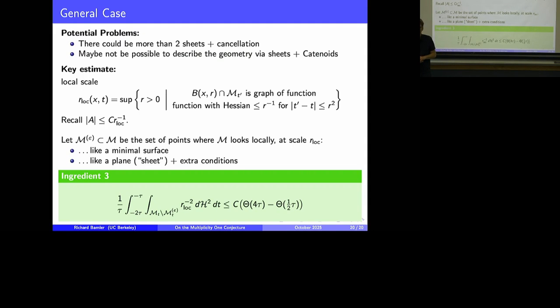Another question? Does everything still work if the ambient manifold is not R3, but just a general Riemannian manifold? Oh yeah, it still works. The only thing that doesn't work, but it's also not what we would promise, is that if the ambient manifold is not Euclidean space, then it makes sense to think about the limit as time goes to infinity, and in that case you may see higher multiplicity. But that's not what this theorem is about.